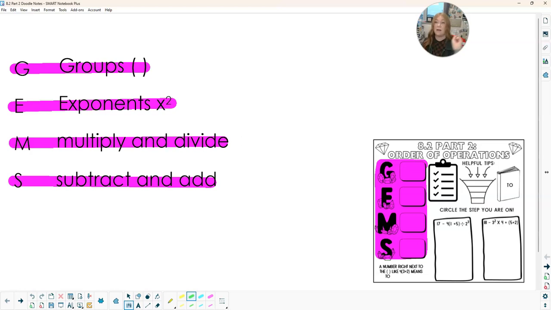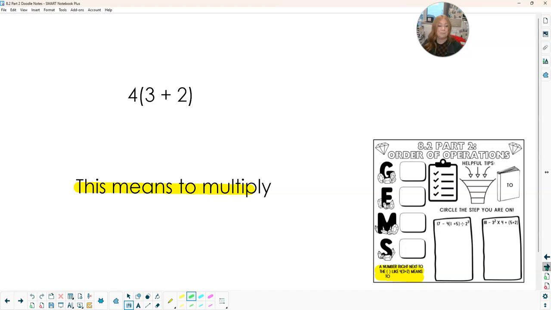You do it in order like we read. Multiply and divide left to right. And then S is subtract and add. Now, subtract is not more important than add. They're opposites of each other, so they're the same level. So there's 4 levels we follow. You have to do your groups, your exponents, multiply and divide, subtract and add. Do it left to right, just like we read. So those are our 4 steps for order of operations. You have to follow those rules to get them correct.